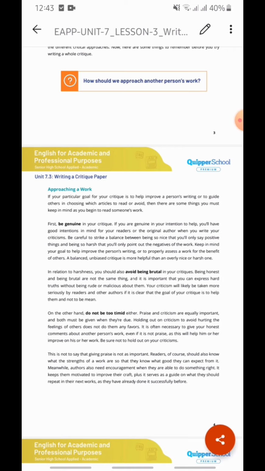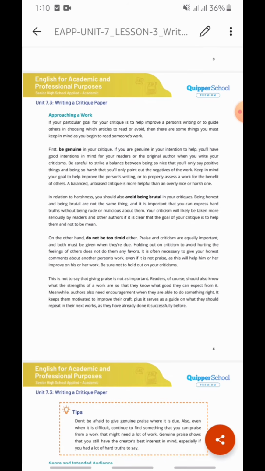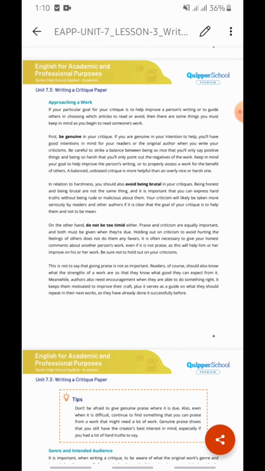Then sa other one, yung makaila sa iya, imo lang ingon na kana siya kay kanang mag-criticize ka dayon ba. So dapat jud magatag honest comments. Is don't be too timid or mahiyain or natatakot. Praise and criticism are equally important and both must be given when they're due. Holding out on criticism to avoid hurting the feelings of others does not do them any favors.